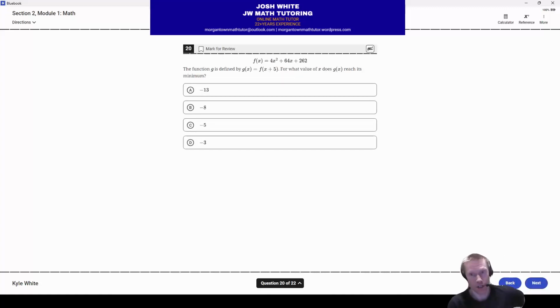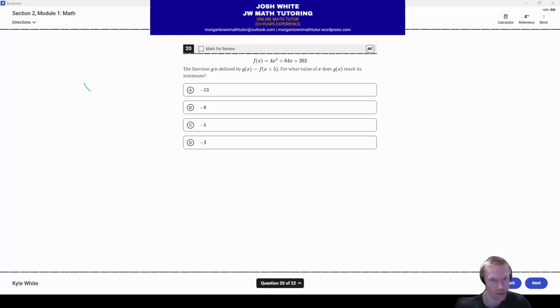Okay, the next problem, number 20. Here you have a function, and they tell you that the new function here is defined by f of x plus 5. So there's a couple ways you could do this. First, I'll talk about the traditional way, and then I'll show you the much quicker, easier way to do it in Desmos.